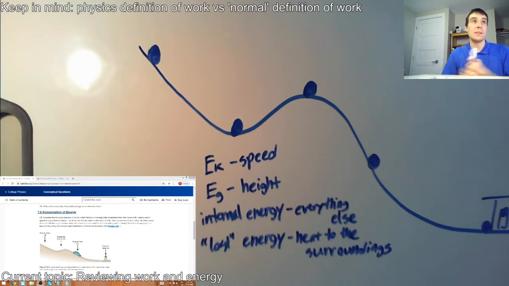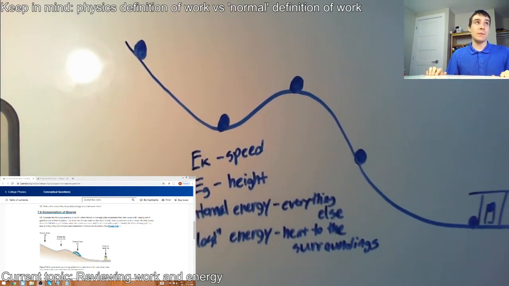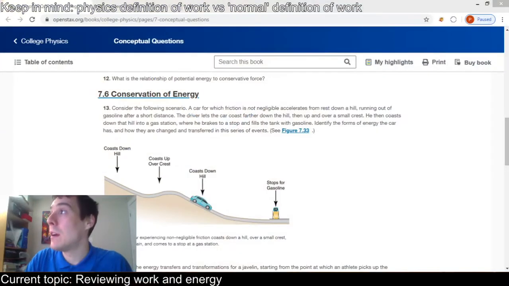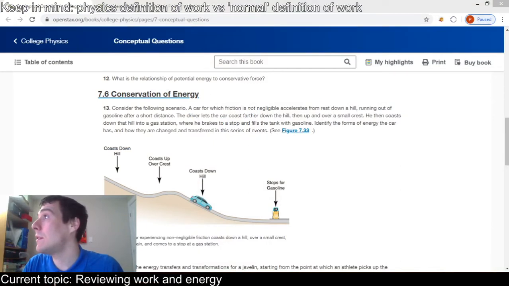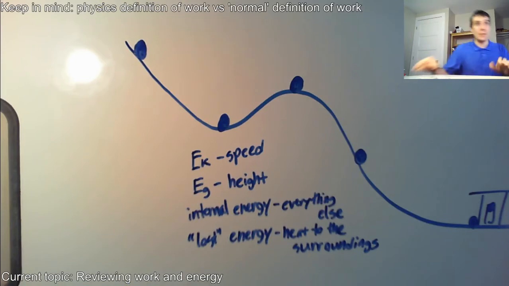This question says that friction does exist, that friction is important. So what we're interested in, we'll just jump back to the desktop for a second. It says, consider the following scenario. Friction is not negligible. Question is, identify the forms of energy the car has and how they are changed and transformed in this series of events. Back we go to the camera view. I'm going to take away the screen so that we see a little bit better.